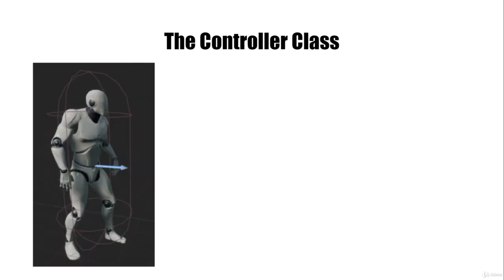So we're going to start with talking about the controller class. Now I want you to think for a moment about the character and how the character has a capsule component as well as this strange little arrow that you can see when you open up the blueprint editor. That's an arrow component. The arrow component simply shows you which direction is forward, and the capsule component is used for most types of collision.